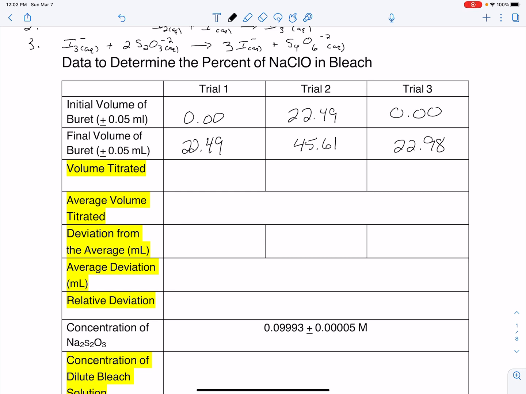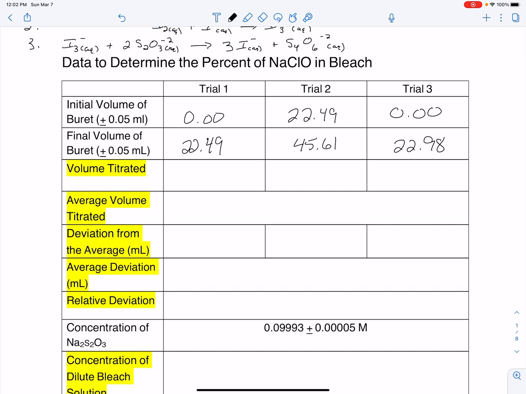So we have our initial volume. For those of you in GATE that saw me do this lab, these are the things you would have seen me add to this. We started first at 0.00. That was the initial volume of the burette. And then the final volume of the burette is 22.49. I then picked it up from the 22.49 in trial 2, went to 45.61. And then from there, I had to start all over again because obviously I didn't have enough to do another titration. And so I went from 0 to 22.98.